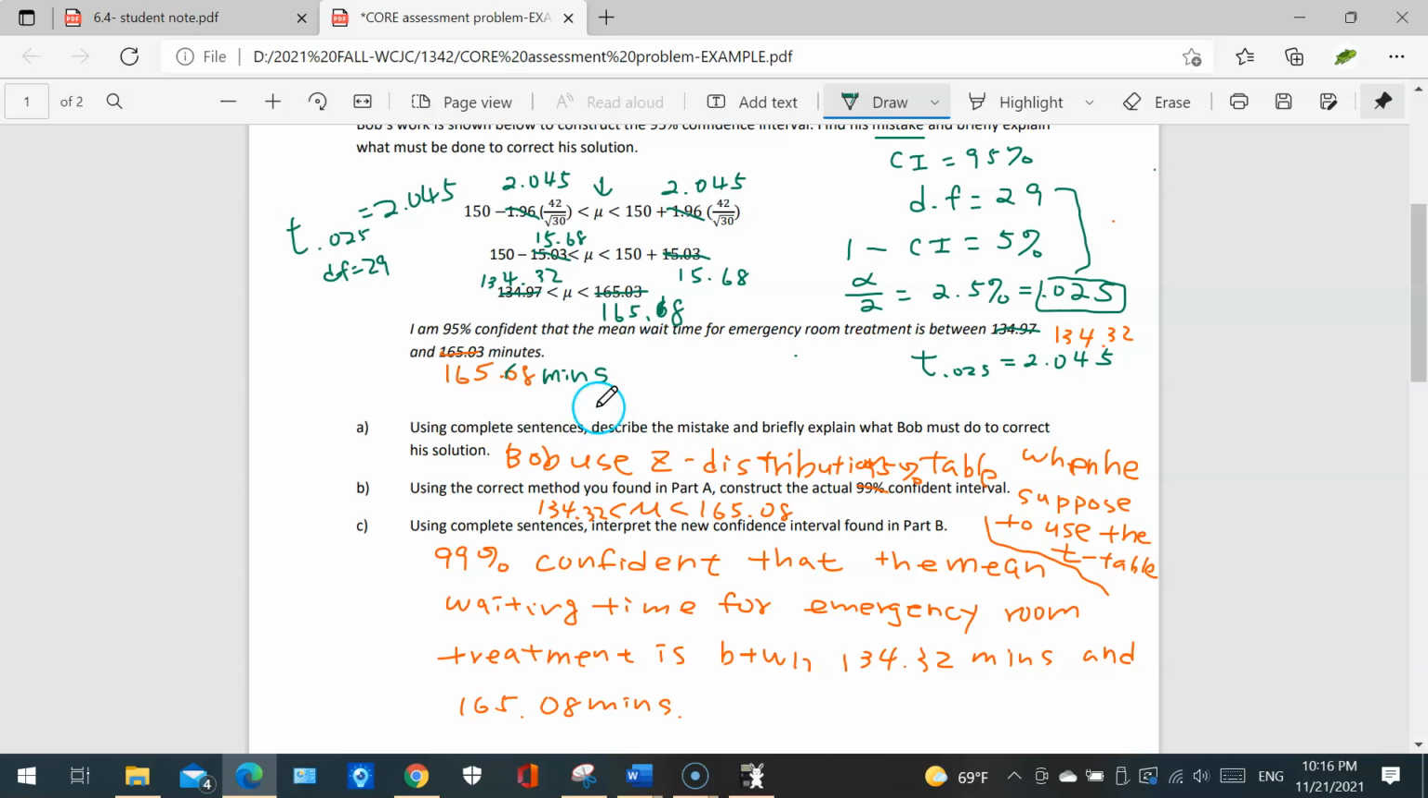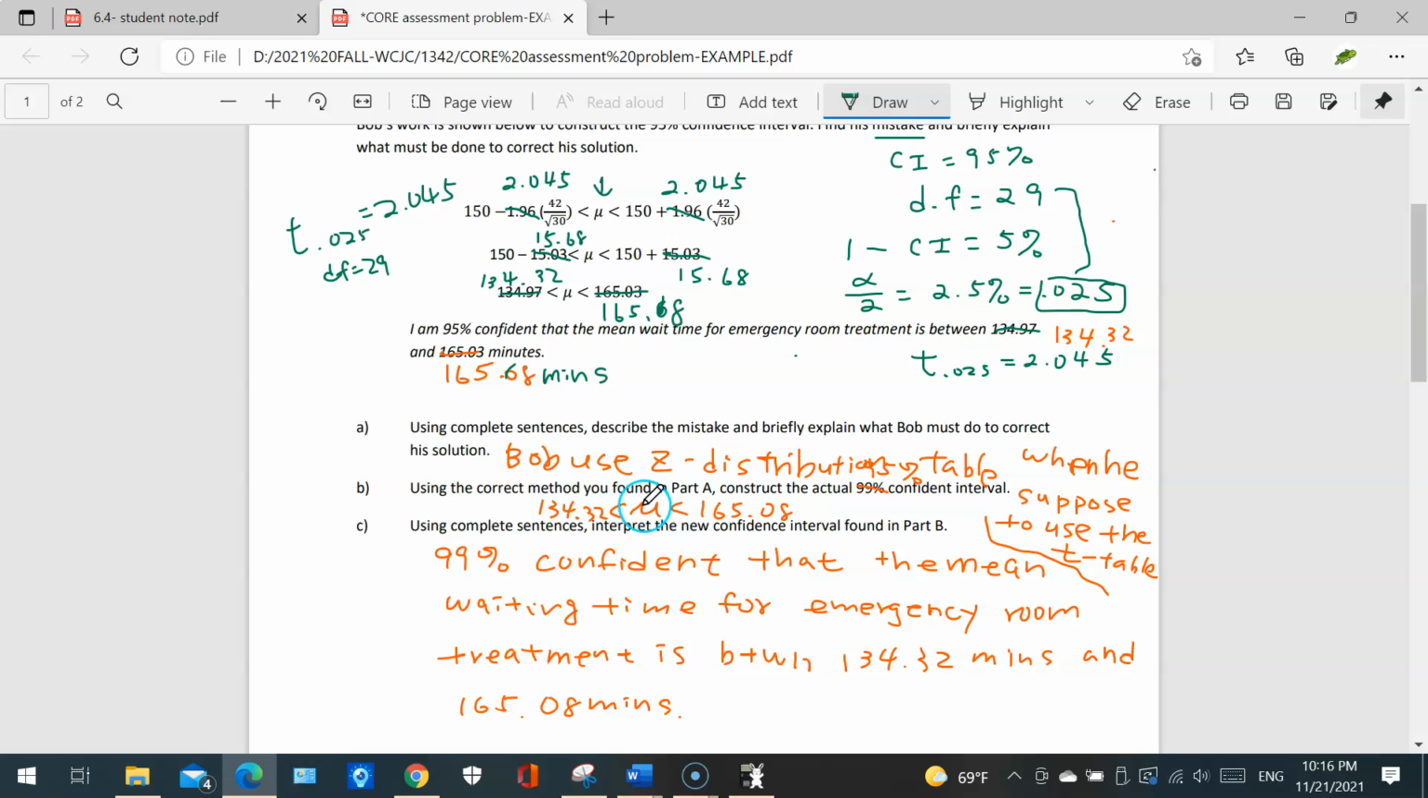Part A: using a complete sentence, describe the mistake and briefly explain what Bob must do to correct his solution. So Bob used the Z distribution table when he's supposed to use the T table. The way he can make the correction is to change the Z score into the T score and recalculate the numbers.